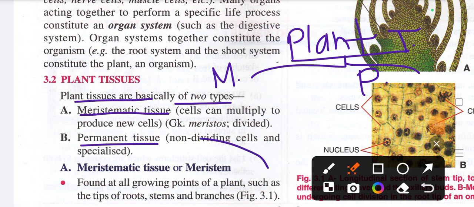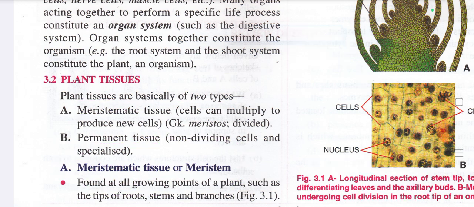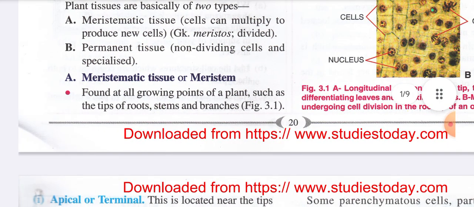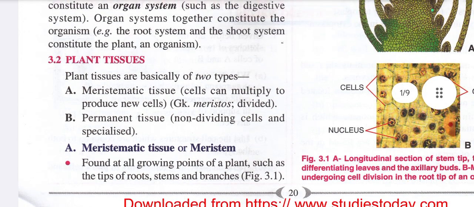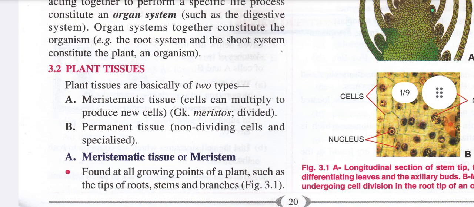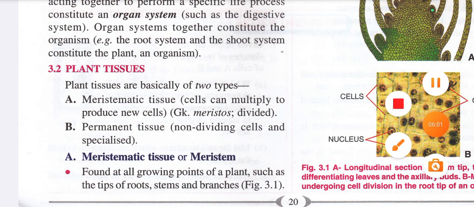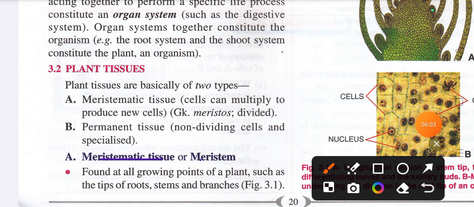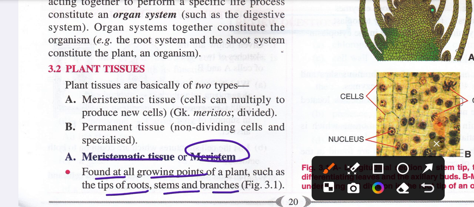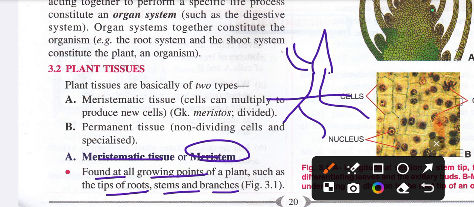Now let us learn about meristematic tissue. See, meristematic tissue is also known as meristem. Very important point. It is found at all growing points of plants such as the tips of roots, stems and branches. Let's say this is the plant, this is the root, and this is the shoot system. Here we have several branches.